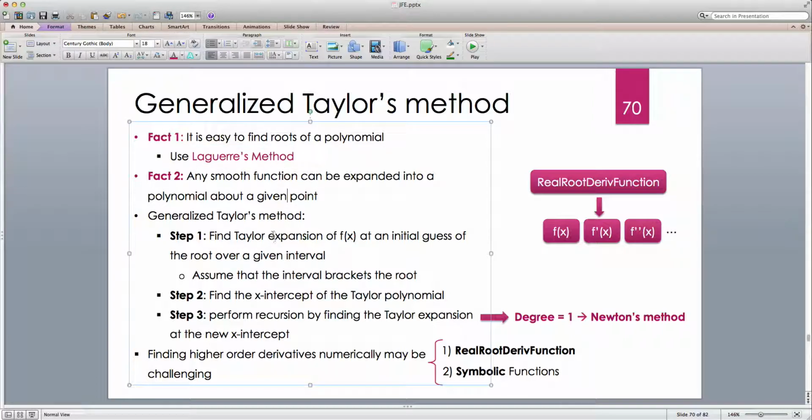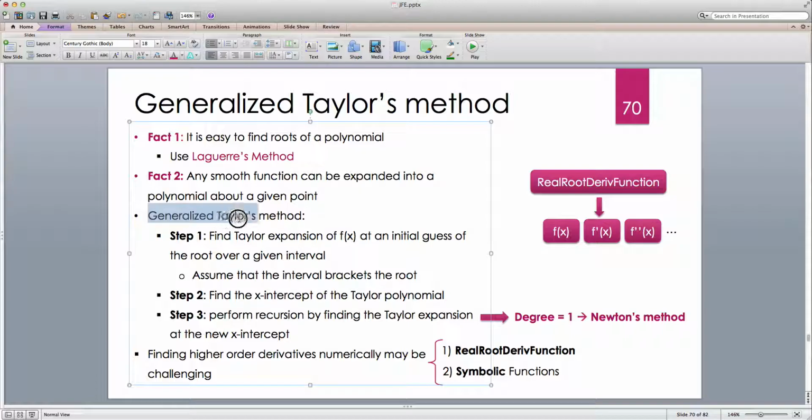And fact number two, any smooth function can be expanded into a polynomial about a given point. We've seen that. We have implemented the Taylor expansion in Java before, so if you're not familiar with Taylor expansion, you can just look at one of my tutorials on the Taylor expansion method and its implementation in Java.